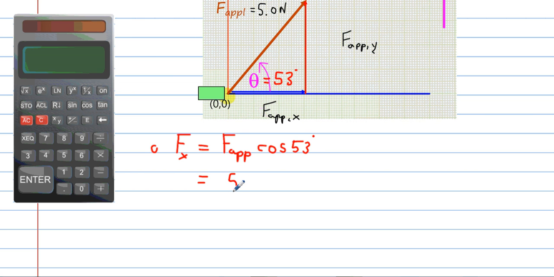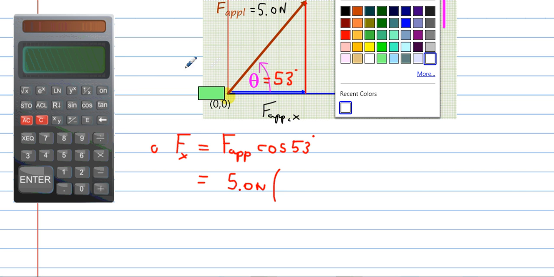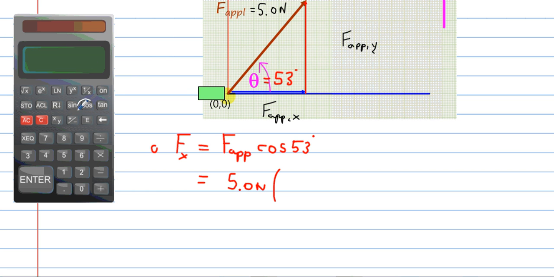Solving that, we can simply say that that is going to be 5 newtons of force times the value of the cos of 53 degrees. Now, to find out the value of the cos of 53 degrees, it's really quite straightforward. So what you're going to do is you're going to simply type in, first of all, make sure that your calculator reads degrees up here and not radians. And you'll simply type in 53 in your calculator, and you'll hit the cosine button.